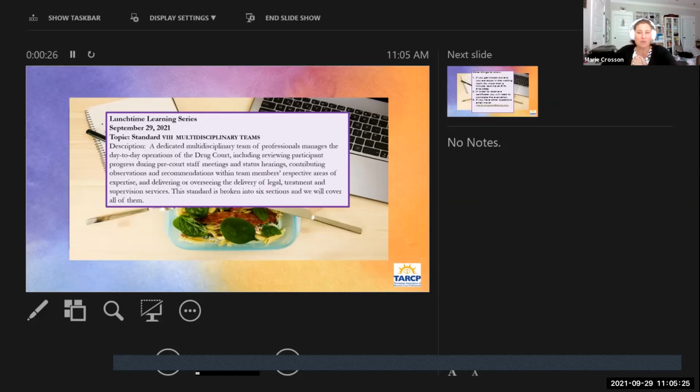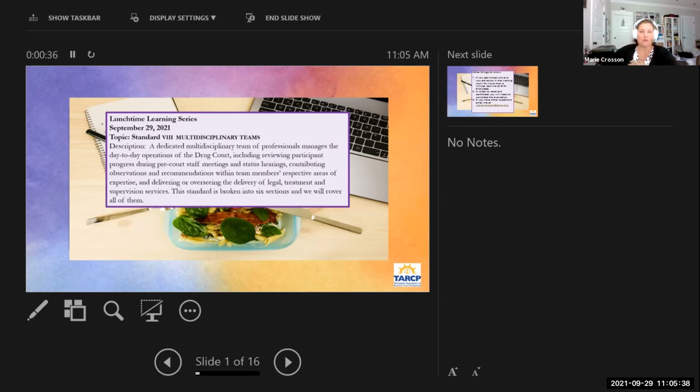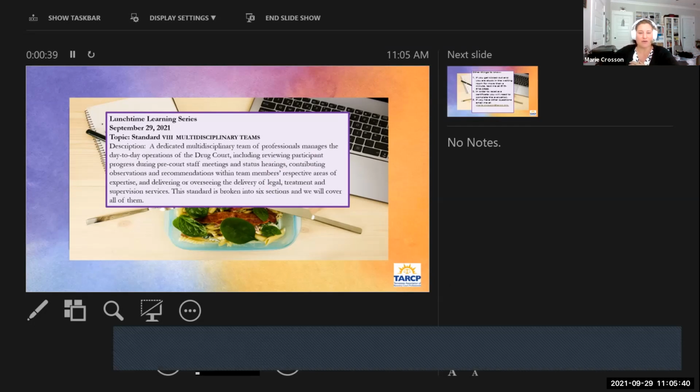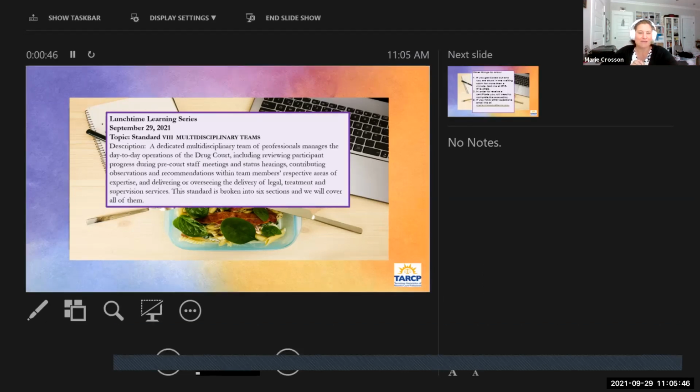Okay, so we're here to talk about multidisciplinary teams today. Of the presentations that NDCI gets interest or questions about, multidisciplinary teams and roles are probably some of the most popular, along with incentives and sanctions, that they get asked to do.